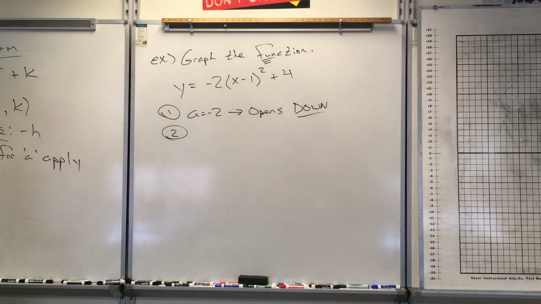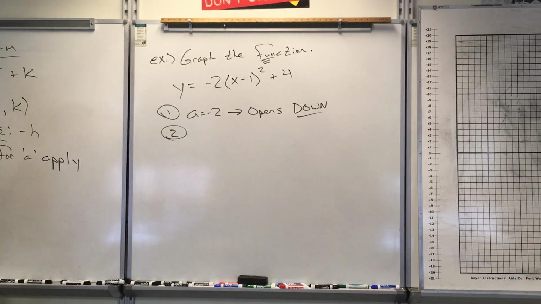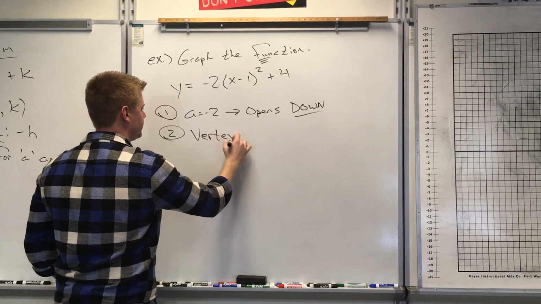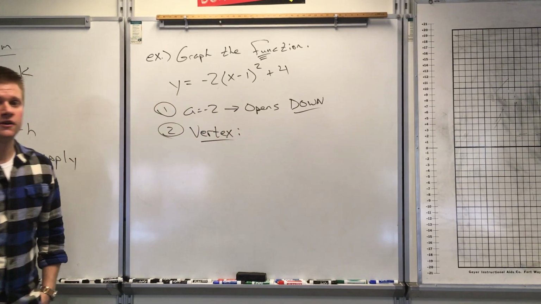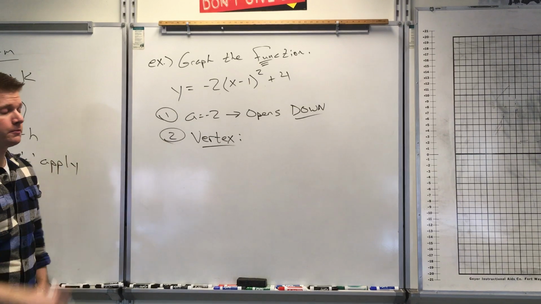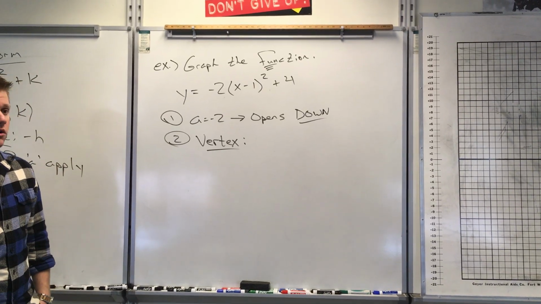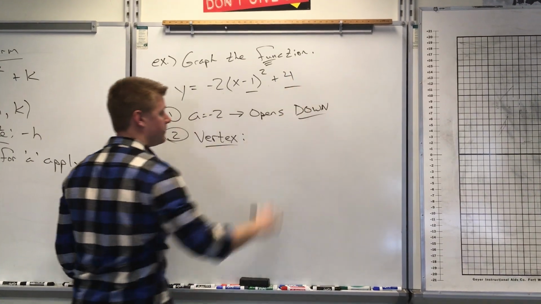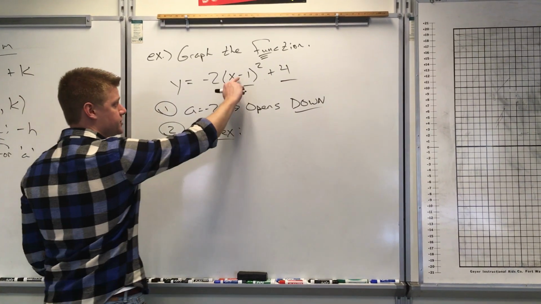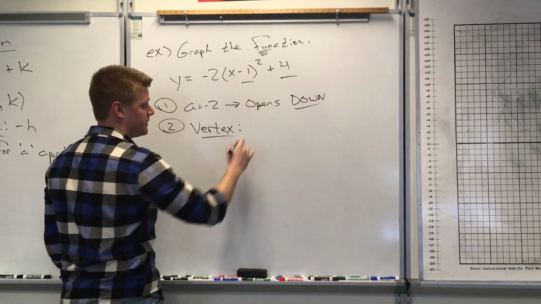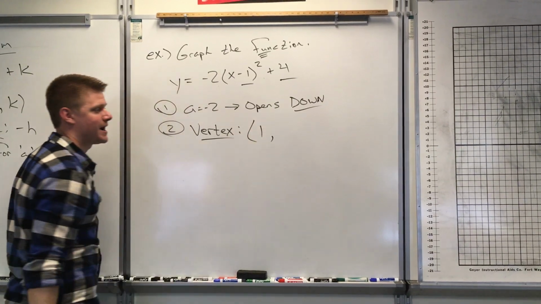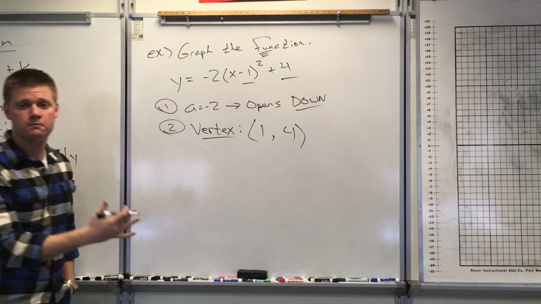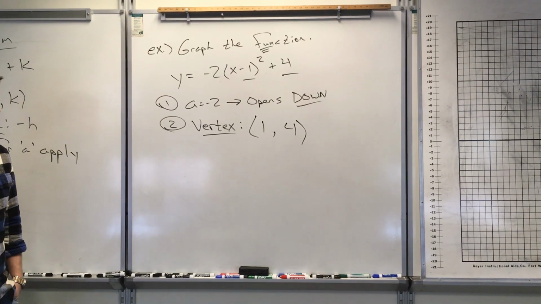Step 2, here's the big advantage that standard form gives us. The vertex is very quick and easy to find. So going back to the previous board of notes there, remember there's the x coordinate, there's the y coordinate. So again, I just have to remember that the x minus 1, that causes me to have a positive 1 x coordinate, and then the number at the end is the y coordinate, positive or negative. So again, there we have it.